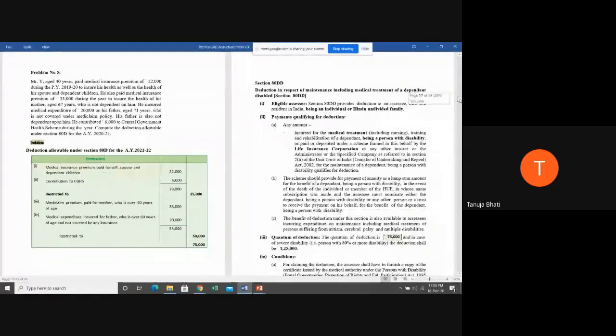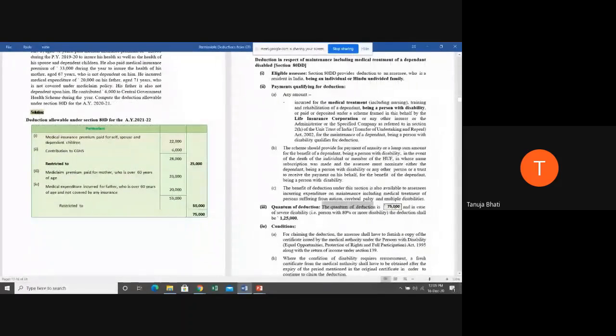Now what is the quantum of deduction? The quantum of deduction is 75,000. Suppose he has a disability, the maximum deduction he can claim is 75,000. And in case of severe disability, which means the person is 80% or more disabled, he cannot do any work, he cannot move. More than 80% disabled is called severe disability. And the deduction will be 1,25,000.